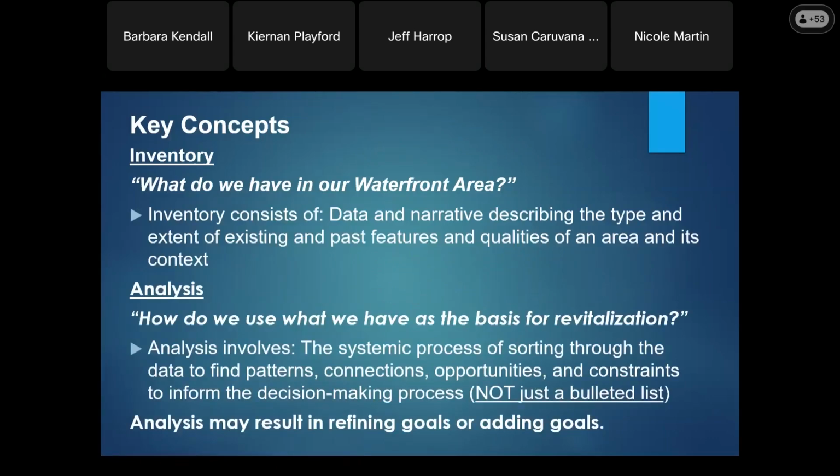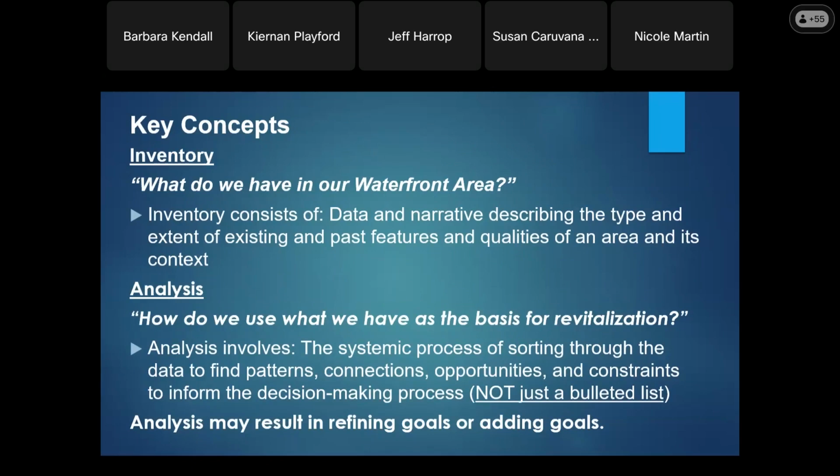The inventory is based on a question. For example, what do we have in our waterfront area? The inventory consists of data describing the type and extent of existing and past features and qualities of an area and its context. The analysis is also based on a question such as, how do we use what we have as the basis for revitalization?